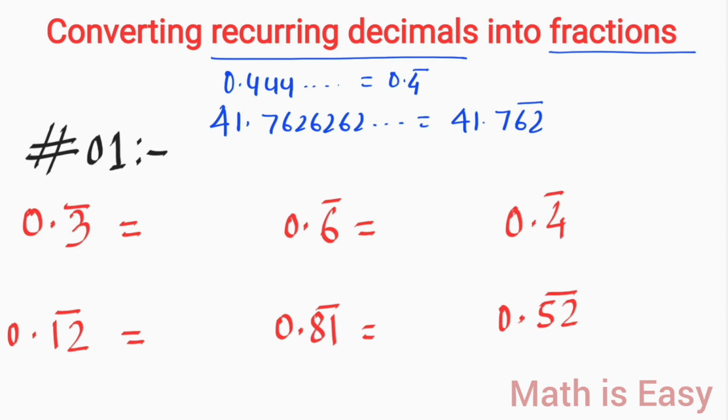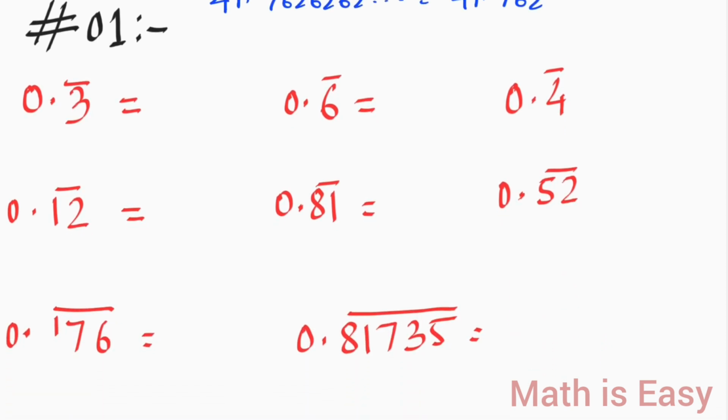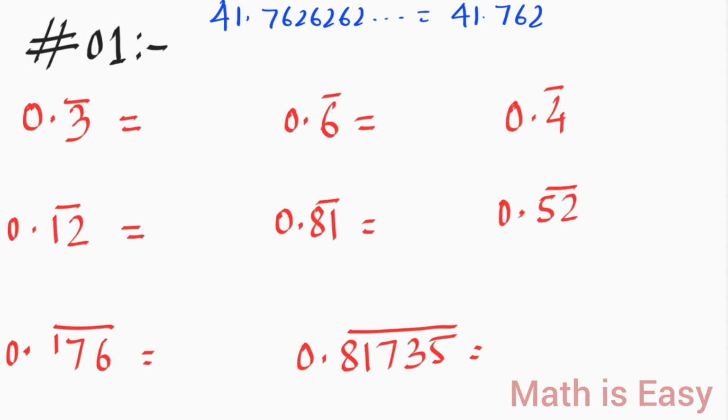So how to convert recurring decimals into fractions? I have divided all the recurring decimals into three categories. In the first type, we have the recurring decimals where the repeating digit is right after the decimal point. Okay, the repeating digit is right after the decimal point. So how to convert these numbers into fractions?